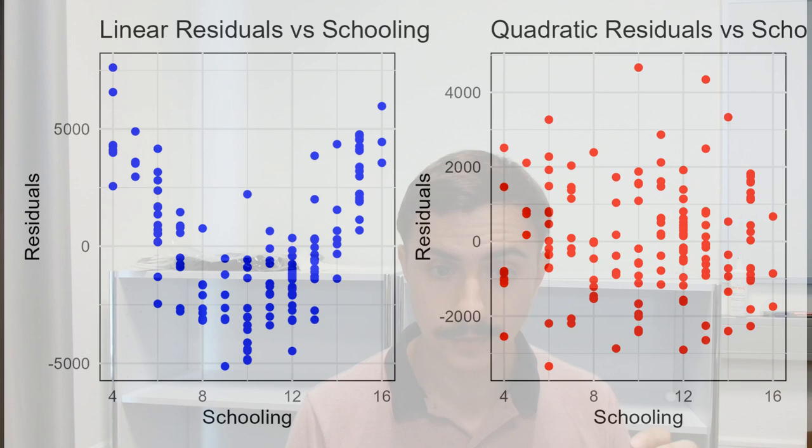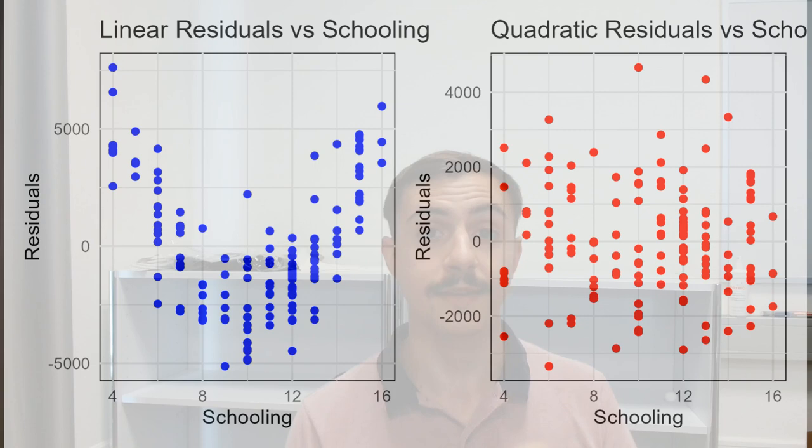We can also look at the residuals. On the left, we can see that at some years of schooling, the residuals have much lower variance than at others. That supports our observation that there might be heteroskedasticity. The right graph looks much better in that respect.